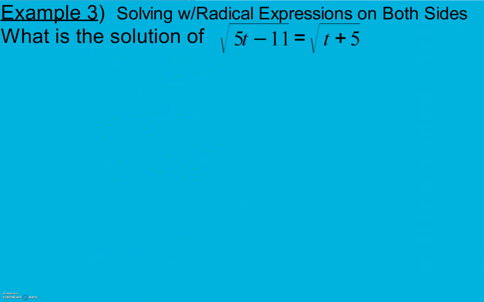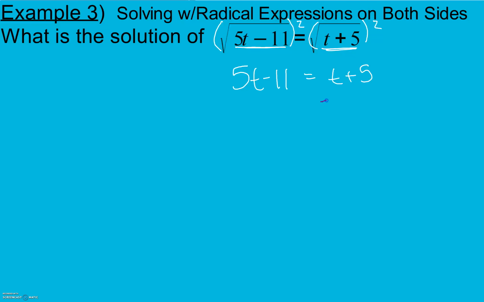In example 3 here, we're going to try and get our radical by itself. But if we look, we have 2 separate radicals. And the left side and the right side are both as simple as we can get them without getting rid of that square root. So we can go ahead and square both sides right away. And when I do that, I just get my radicands, what's inside my square root, exactly as it's written. 5t minus 11 equals t plus 5.